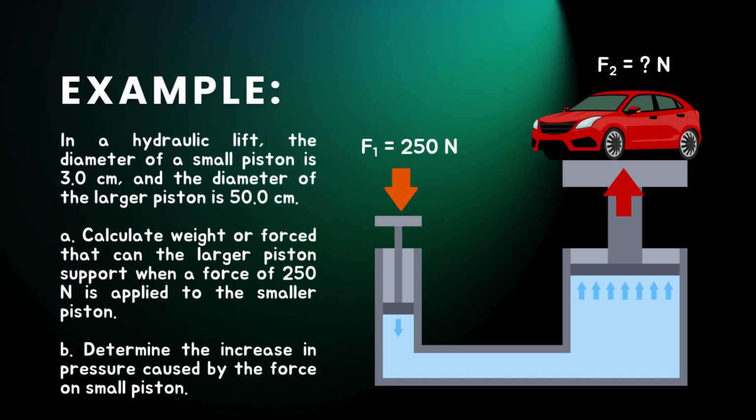In a hydraulic lift, the diameter of the small piston is 3.0 centimeters. The diameter of the large piston is 50.0 centimeters. A force of 250 newtons is applied to the small piston. We want to calculate the force supported by the large piston and the increase in pressure in the fluid.